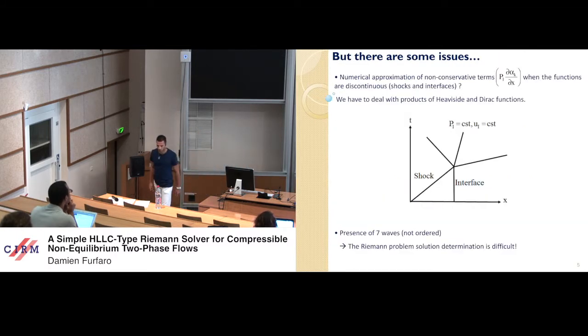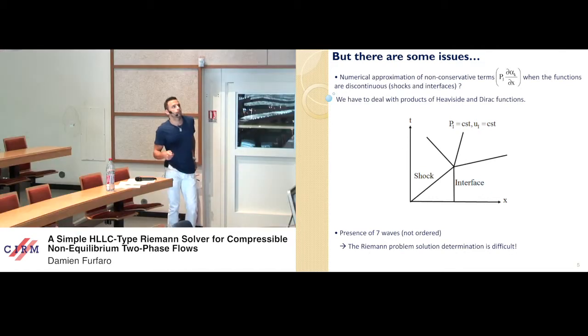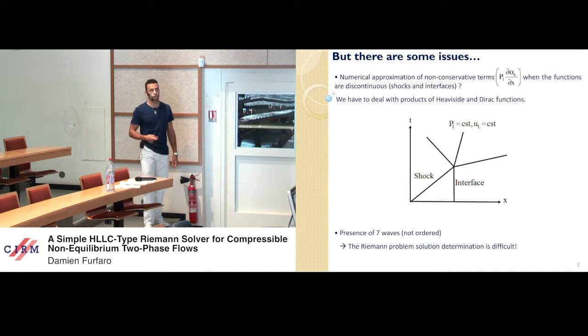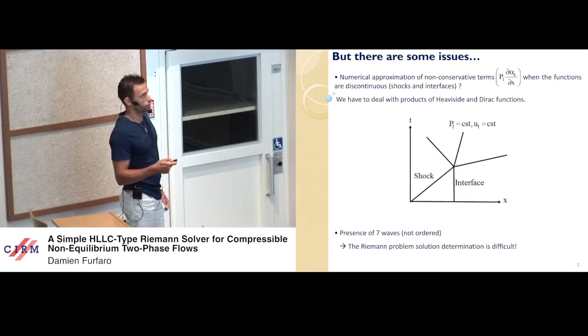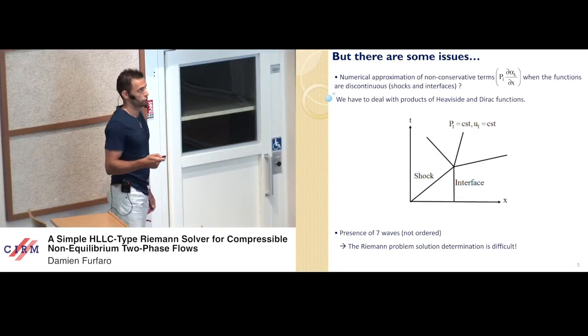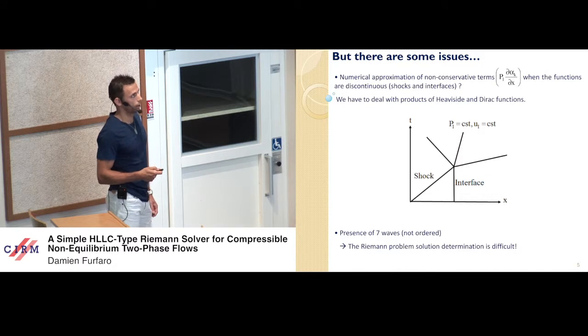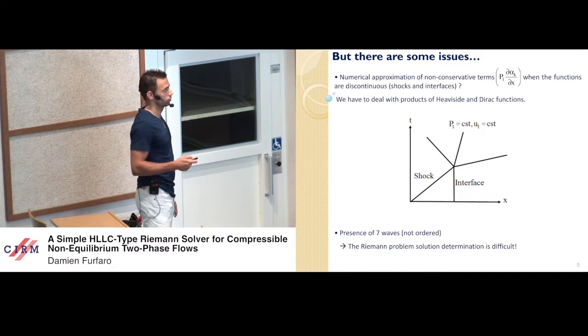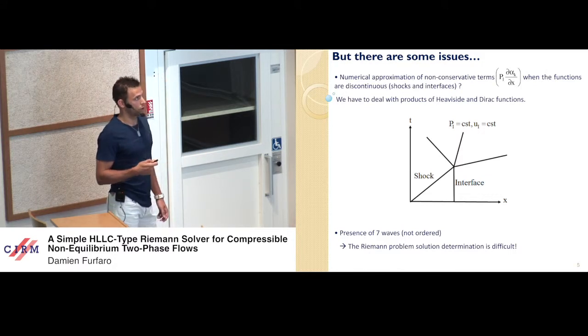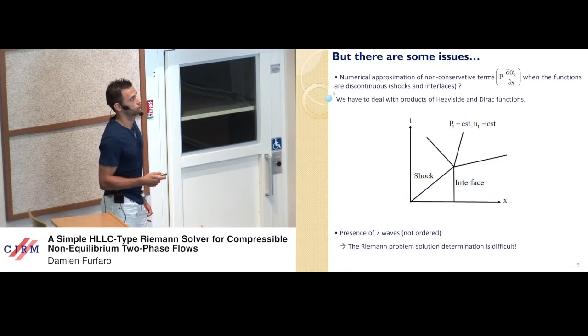But there are some issues to derive a resolution method. The first difficulty is the numerical approximation of non-conservative terms when the functions are discontinuous. If we take the case of this term, interfacial pressure, which is multiplied by the gradient of volume fraction, we have to deal with products of Heaviside and Dirac functions.